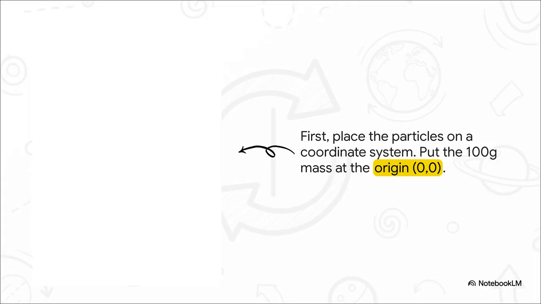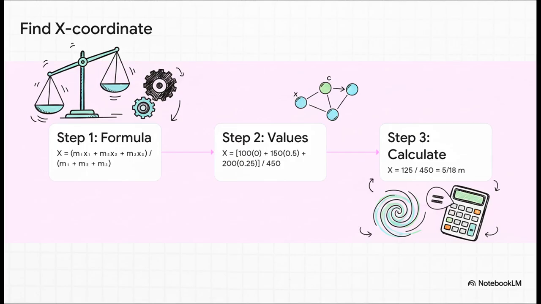So what is the very first thing you do in a problem like this? Always, and I mean always, set up your coordinate axes. Trust me, it makes your life so much easier. So let's do what the slide says and place the 100-gram mass right at the origin. That makes its coordinates easy, (0, 0). Now, since the side of the triangle is 0.5 meters, the 150-gram mass will be on the x-axis at (0.5, 0). And with a little bit of simple geometry, we can figure out the coordinates for that 200-gram mass at the top. Okay, first up, let's find the x-coordinate of the center of mass.